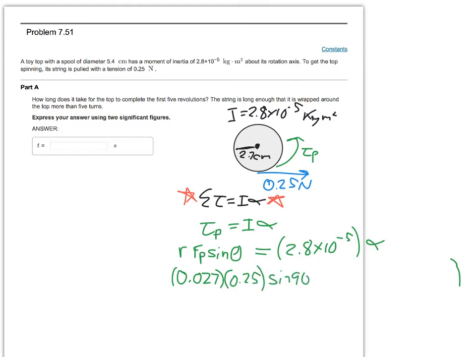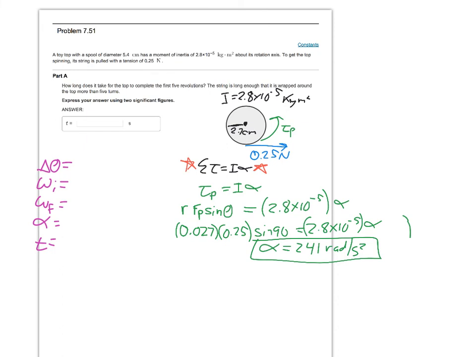It doesn't specify. It's technically perpendicular, but otherwise we can't solve the problem, and that's a fair assumption to make, I think, in this case. So that's going to be equal to 2.8 times 10 to the negative fifth times alpha. So I get an angular acceleration here of 241 radians per second squared.